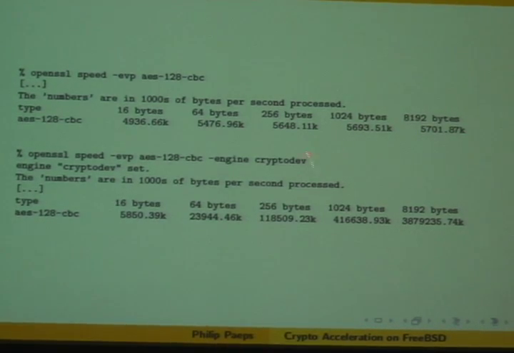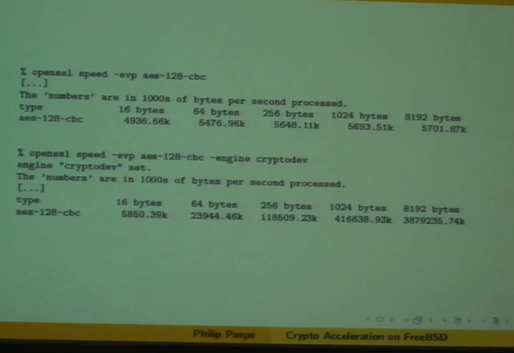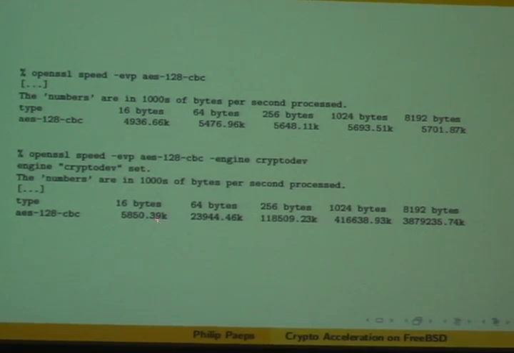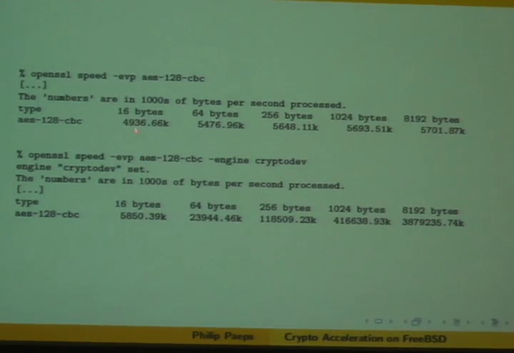If you, on the other hand, enable the cryptodev engine, which would be used if it was on by default, for key sizes which are not supported, you're not going to have much change.